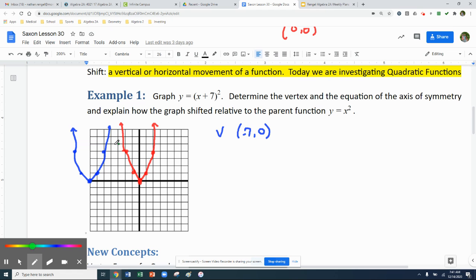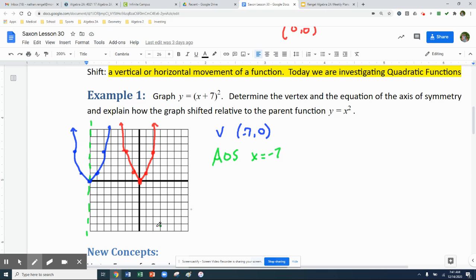The axis of symmetry. Axis of symmetry is the line that splits your parabola directly in half. And that's always going to be exactly the same as the x-coordinate of your vertex, so my axis of symmetry is going to be x is equal to -7.